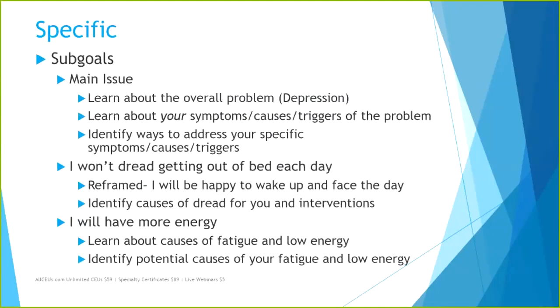So the sub-goals, we talked about depression. They need to learn about depression in general. What is depression? What causes depression? Then they need to learn about their specific symptoms, causes, and triggers of the problem. And this is true for just about any issue. If you are buying a house, you learn about the process of house buying in general. And then you learn about what you need to do to buy a house, specifically based on your locale, your credit, your income, and all that other stuff. So you learn the general, and then you learn the specific.